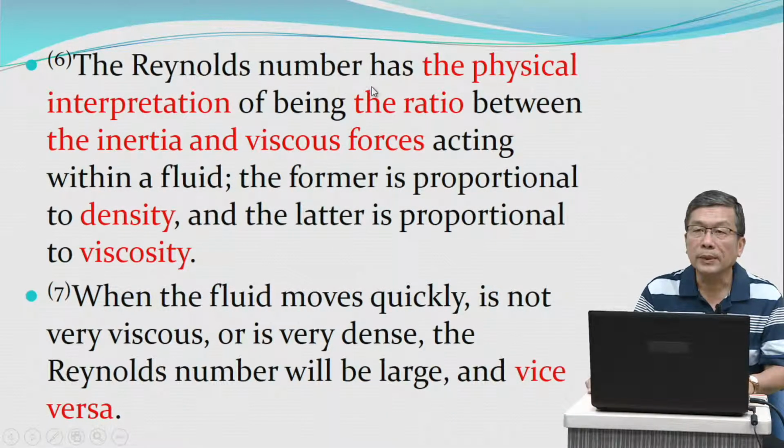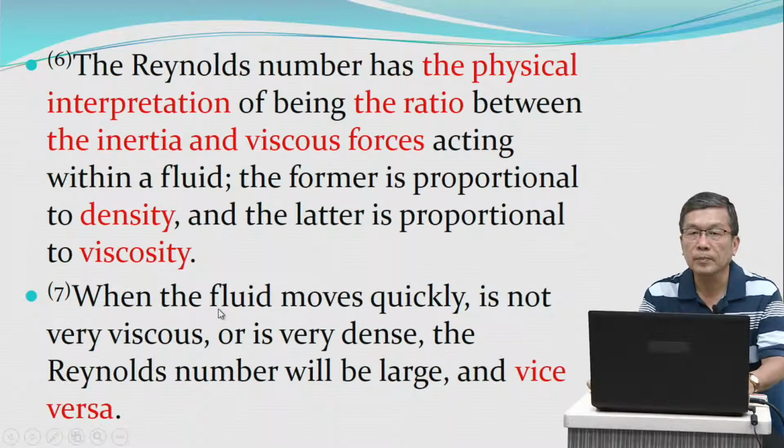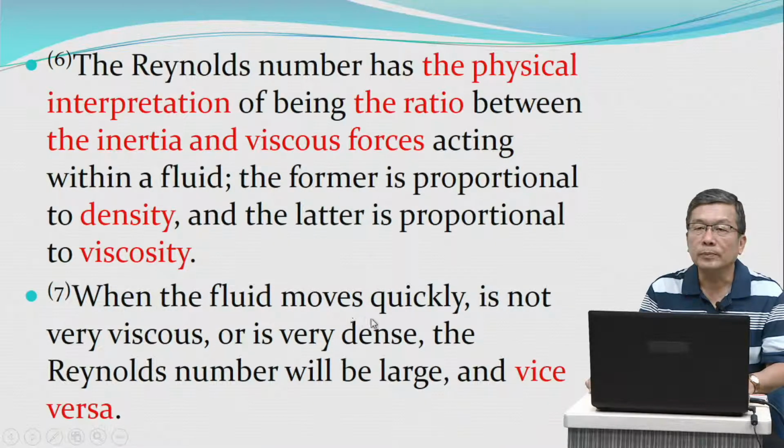The Reynolds number has the physical interpretation of being the ratio between the inertial and the viscous force acting within a fluid. The former is proportional to density, and the latter is proportional to viscosity. When the fluid moves quickly, is not very viscous, or is very dense, the Reynolds number will be large, and vice versa.